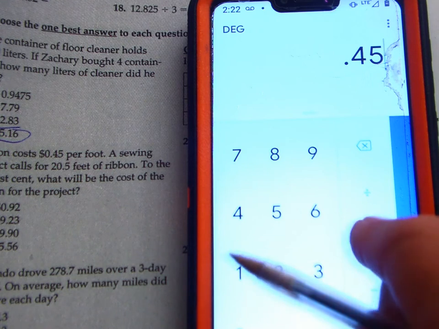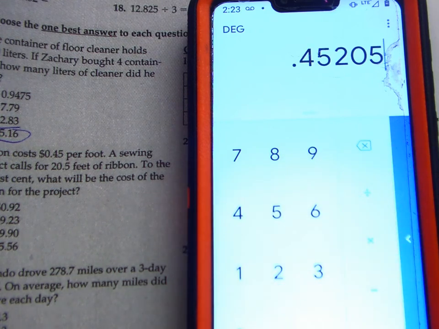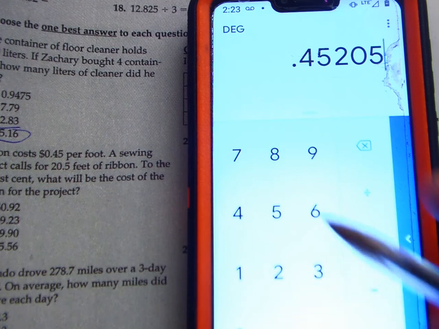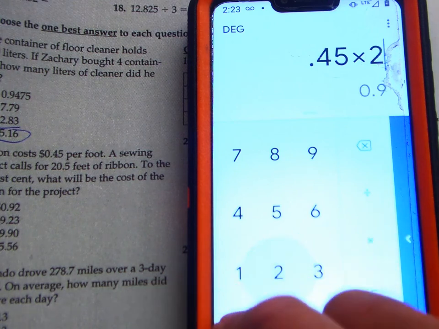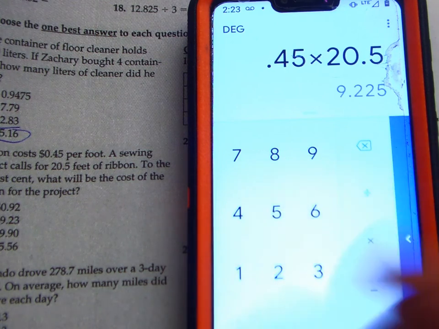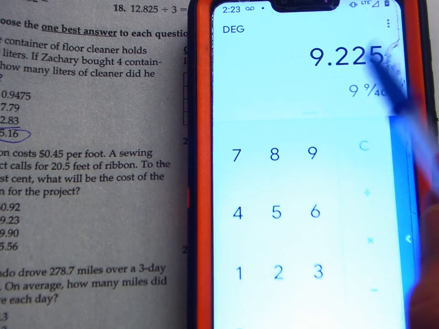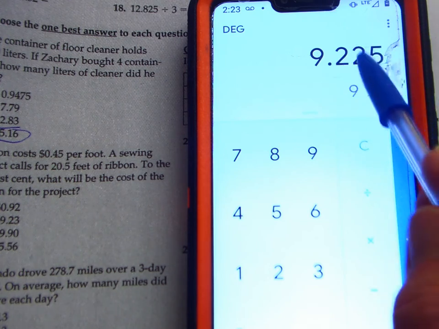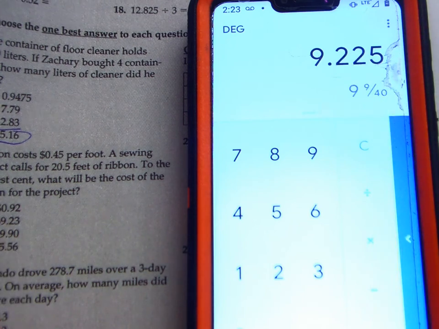Times 20.5 equals, boy, I didn't put times, did I? Didn't hit it. 45 cents times 20.5 equals $9.22.5. This would round up to $9.23. Which one is it? Right there, B, $9.23.